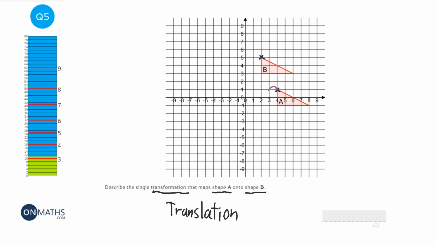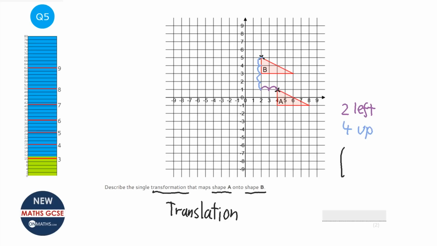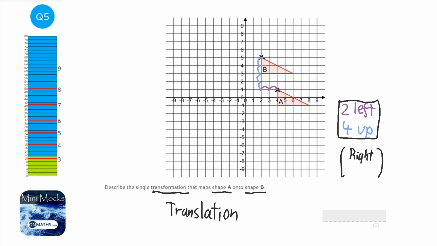So 1, 2, I need to go 2 left. And let's have a think, how much up do we have to go? So 1 jump, 2, 3, 4. So 4 up. Now the way of showing translations is by using vectors, and it sounds fancy, but it's just putting this information between a bracket. The number at the top of the bracket is how far right it's gone, and the number at the bottom is how far up it's gone.